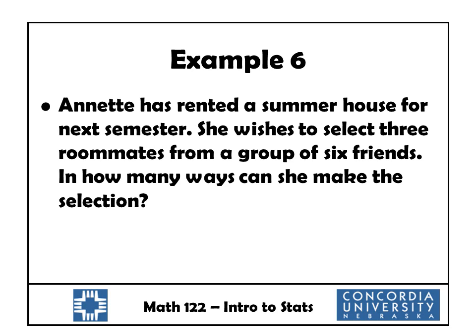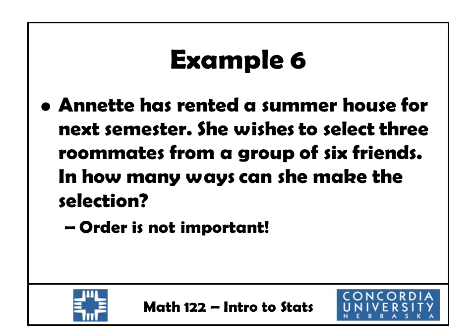Okay. Well, let's look at another example which looks very similar to the previous example, but there's a slight difference which is very important. Annette has rented a summer house for the next semester. She wishes to select 3 roommates from a group of 6 friends. In how many ways can she make the selection?